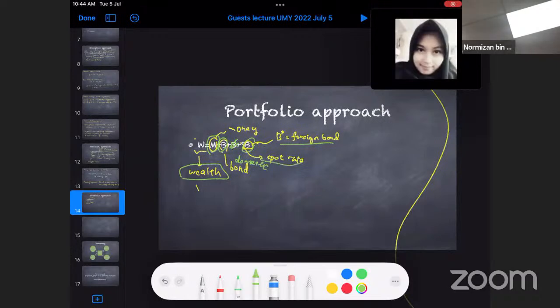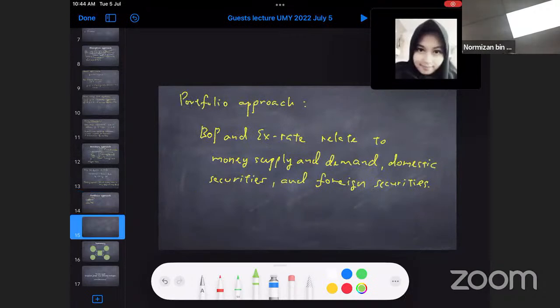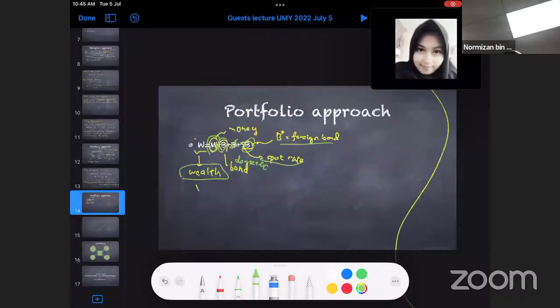So the idea here is that the exchange rate is affected by the wealth that households want to hold. The exchange rate is affected by the money supply and demand, and domestic securities and foreign securities. Here is the money, not only the money, but also the securities.